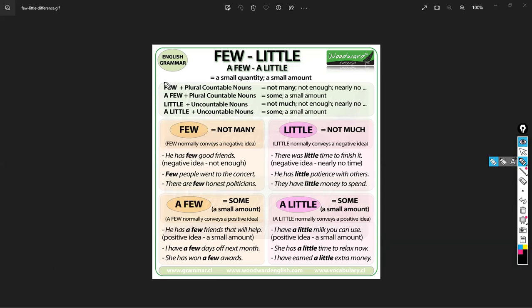Now let's go into details. You notice, Suna, that few is not that much, but a few is a small amount. So a few is less than few. Okay, so what is the difference? What if I want to say I have few friends and I have a few friends? What is the difference between them? Okay, let's discuss this example.